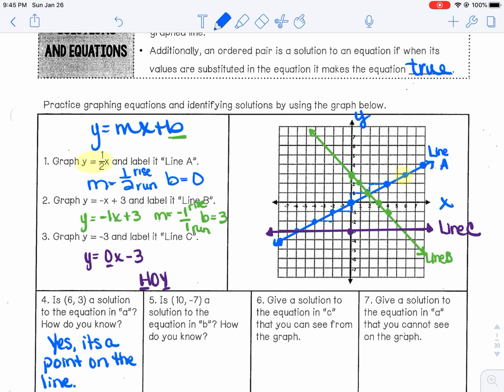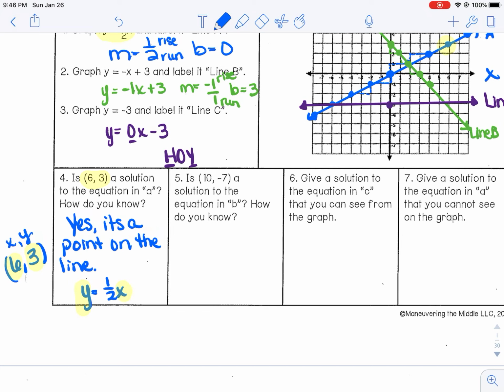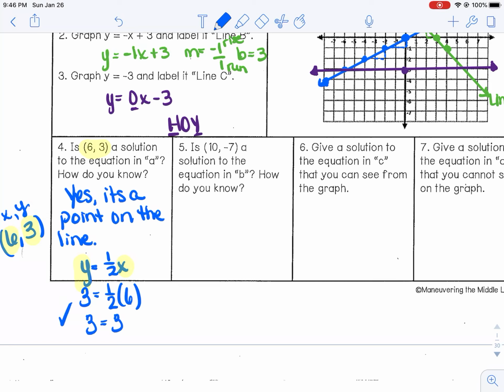We already said that it was because it was on that line, but let's plug it in. So just a quick refresher, we know that (6, 3), that's our x value, and that's our y value in an ordered pair. So I'm going to replace the y with 3 and the x with 6. So is that a true mathematical statement? Does 3 equal 1/2 times 6, or 1/2 of 6? And that's yes, because 1/2 of 6 is 3. So 3 does equal 3. So that's how we show it, by plugging it into the equation.